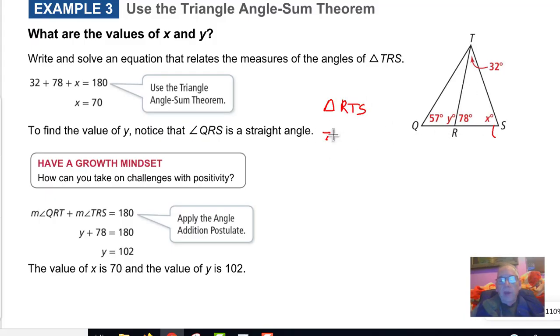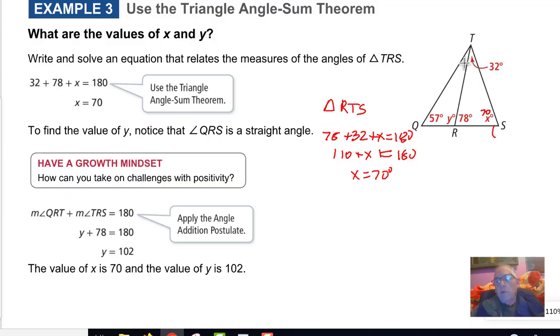We've got 78 plus 32 plus X has to equal 180. 78 and 32 is going to be 110. So 110 plus X equals 180. And take away 110 from both sides, X is equal to 70. So in this one, X would be 70 degrees. 70 and 78 and 32 adds up to 180.